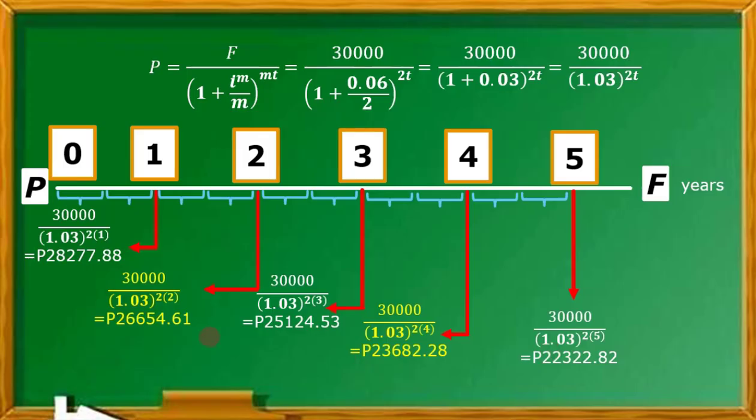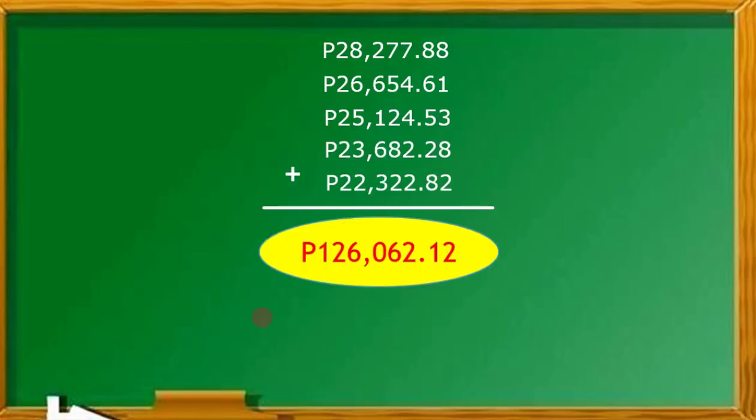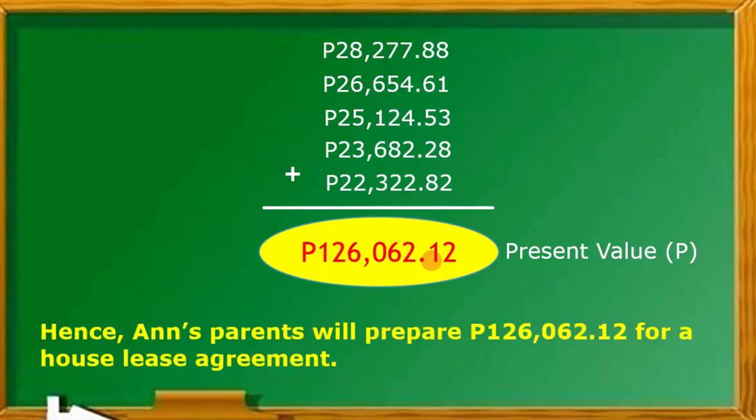Summing this up will give us the amount that Anne's family needs to prepare. We have it here, 126,062 pesos and 12 centavos. So we have here the present value P. Hence, Anne's parents will prepare this amount for the house lease agreement.